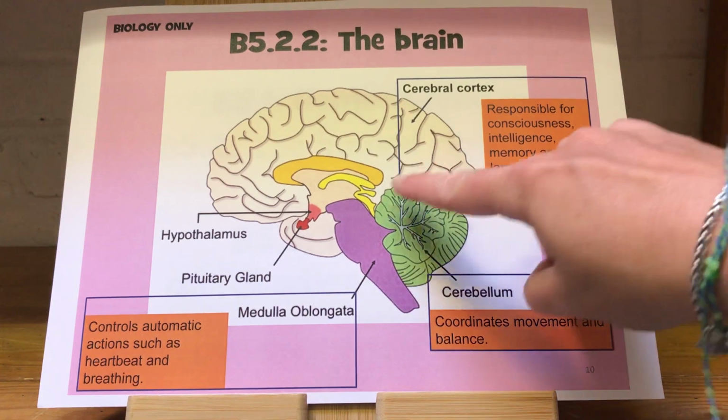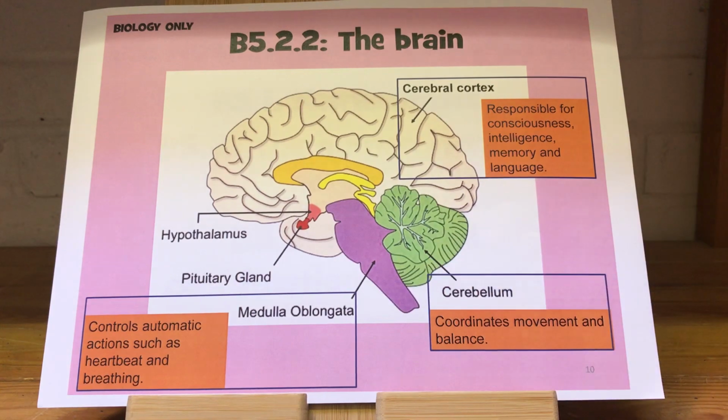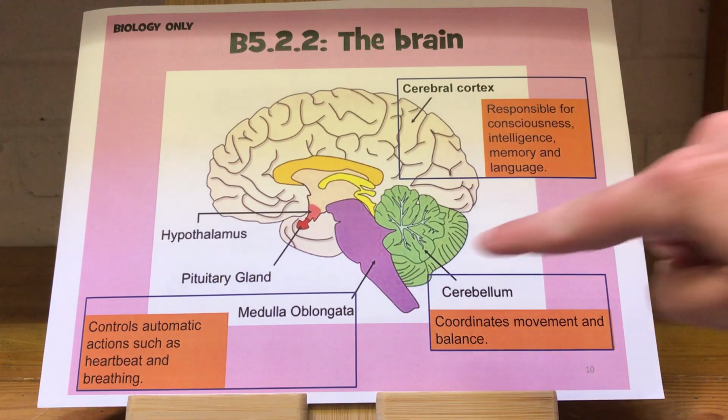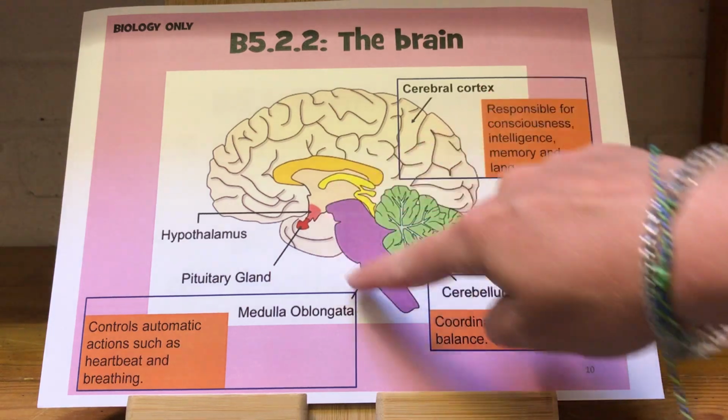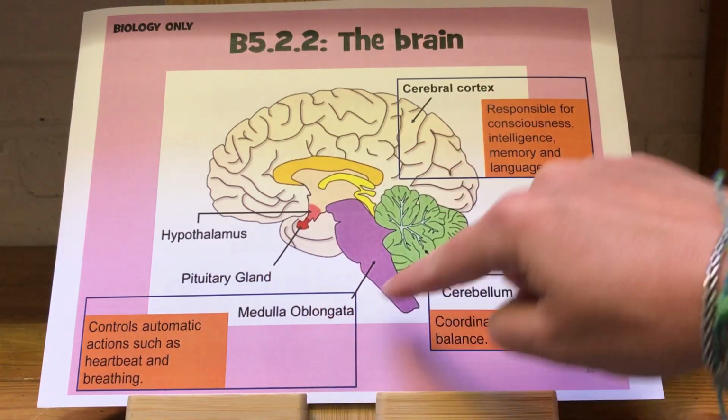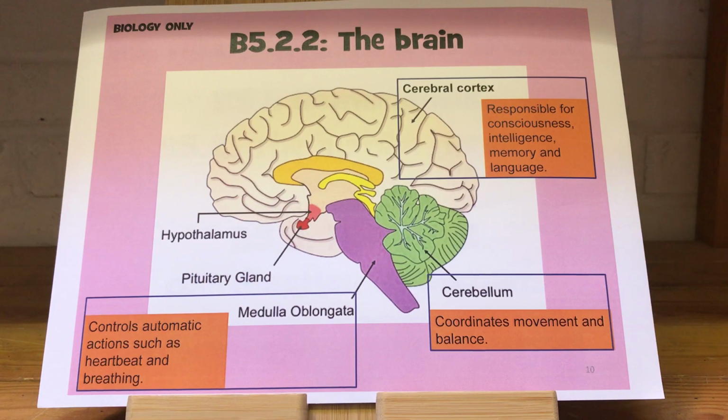We've got this area at the back, looks a bit like a lettuce leaf, the cerebellum. That coordinates movement and balance. We've got this section here, the medulla oblongata. It's long, oblongata, okay? And that's feeding down into the spinal cord, where we know we've got the central nervous system. This is our automatic actions, heartbeat and breathing.